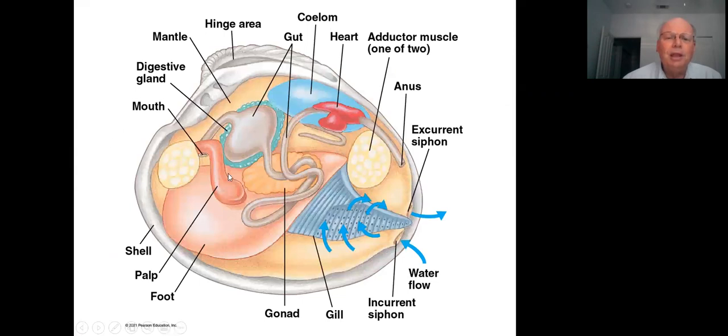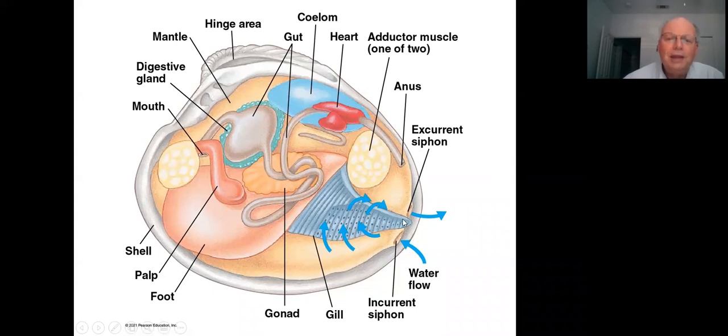So when we take a look at the body cavity of the internal features of the bivalves, you have a water current that is generated by two openings called siphons, the in current where the water comes in, the ex current where the water goes out. The water passes across the gills to oxygenate the hemolymph, because again, it is an open circulatory system. And so we don't talk about blood, we talk about hemolymph.